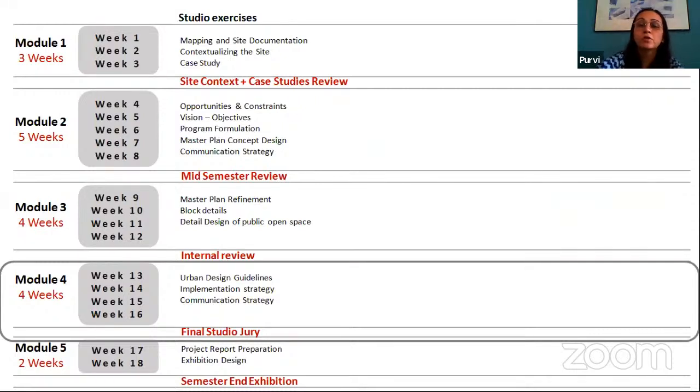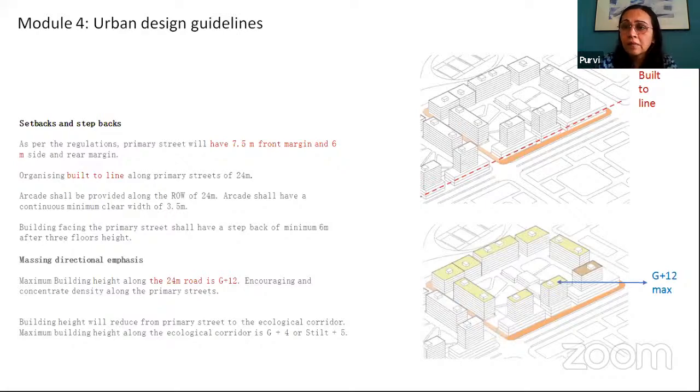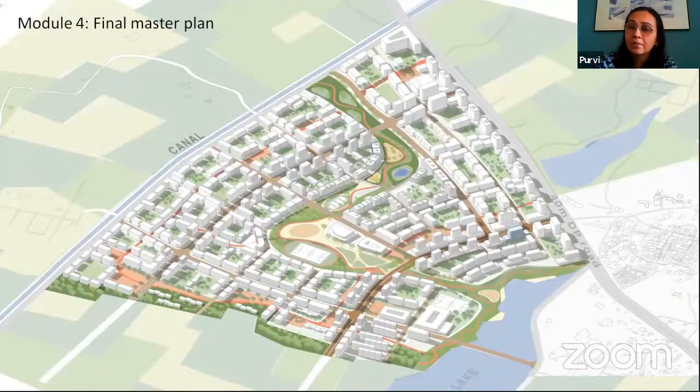The fourth module requires the student to graphically represent the urban design guidelines in order to implement the urban form that was imagined and detailed out in the previous modules. This culminated into the final master plan. There were continuous design discussions around the preparation of the final narrative and the presentation to enable the students to sharpen the very important skill of communicating their design.